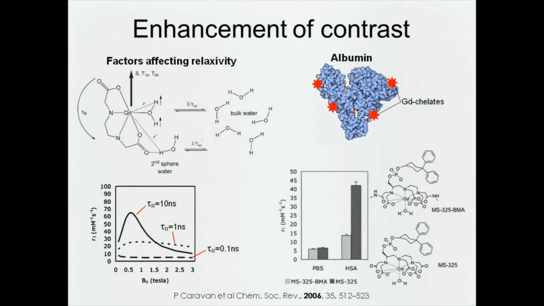And here's some real data. These are gadolinium chelates. They have a hydrophobic group on the side here, and albumin has certain pockets that hydrophobic substances can bind to. And so if these chelates bind to albumin, then the rotational correlation time decreases and the relaxivity increases, as you can see here.